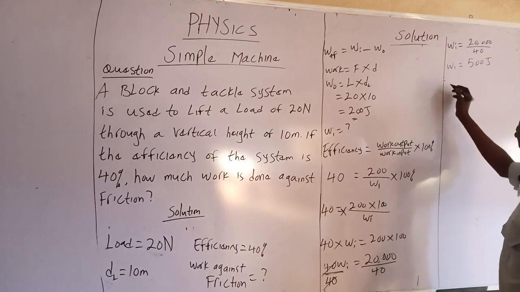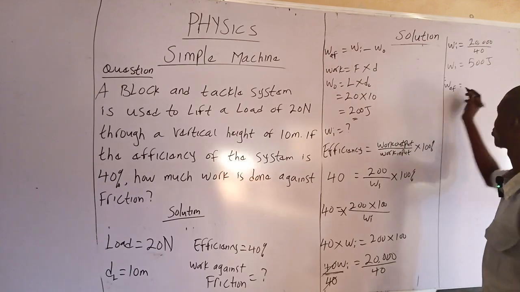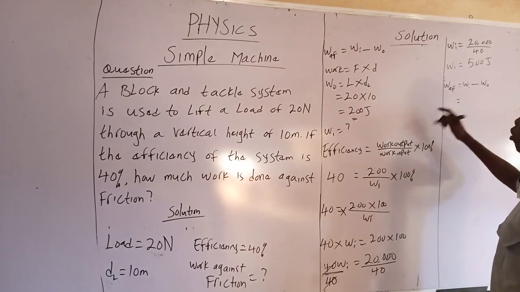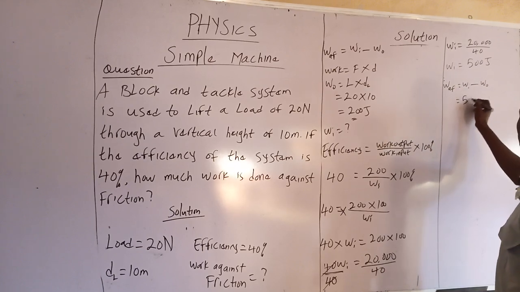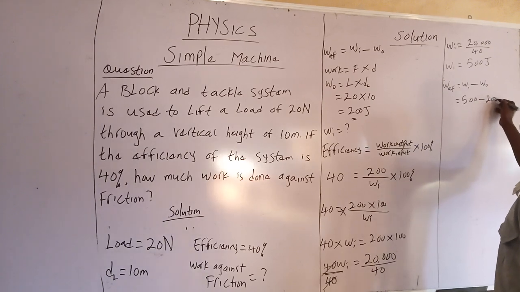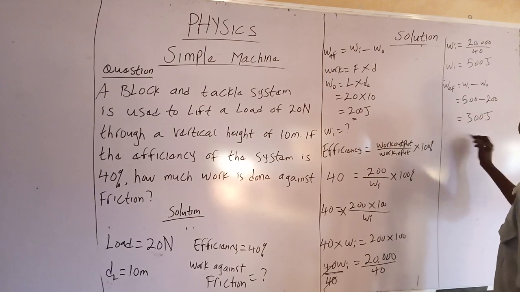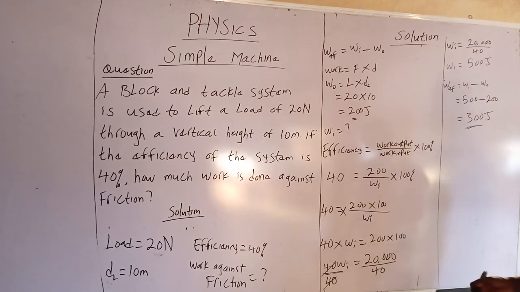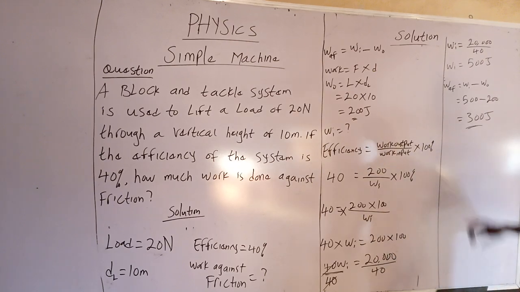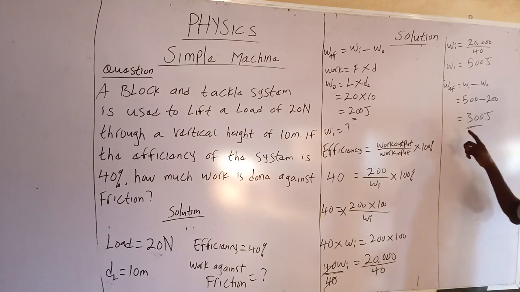So hence, work against friction, as we've known, is work input minus work output. Our work input happens to be 500 minus work output, which is 200. By the time we do this subtraction, we have 300 joules, which means the work done against friction in this block and tackle system happens to be 300 joules.